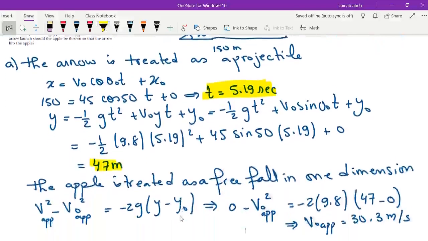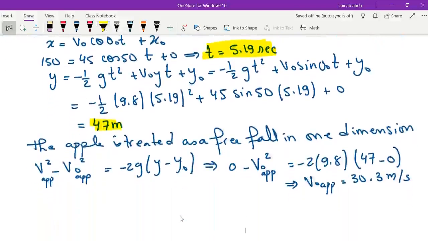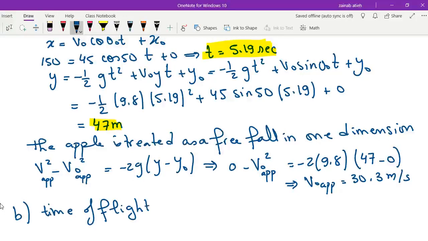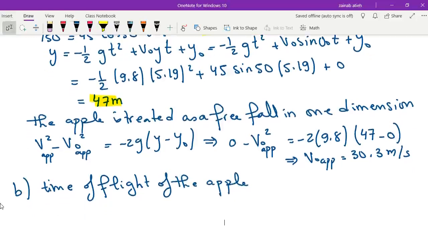I will use the free fall equations. This is part B. This is okay. This is part B. So time of flight of the apple. I will use the equations.